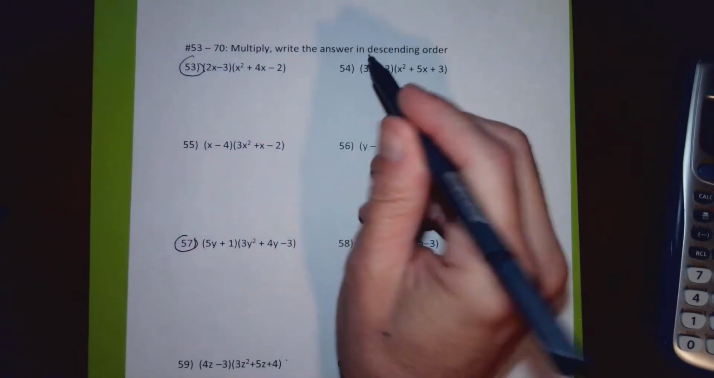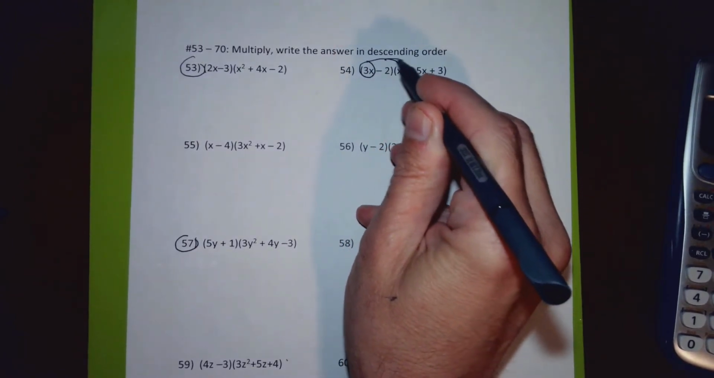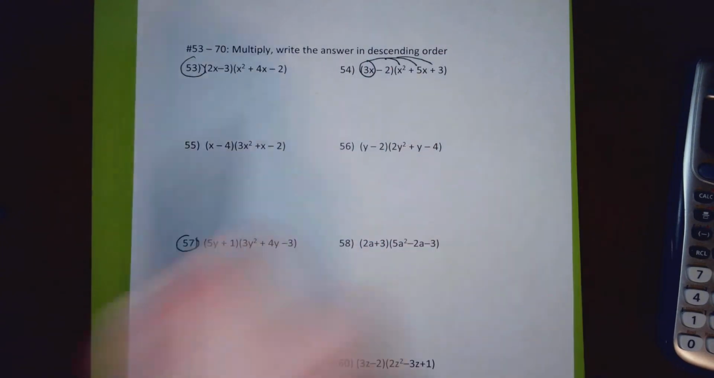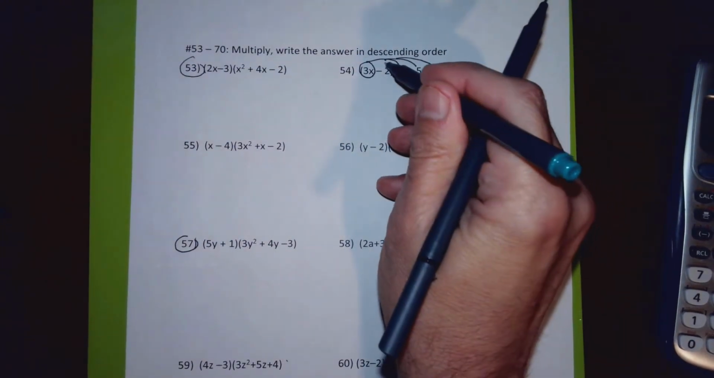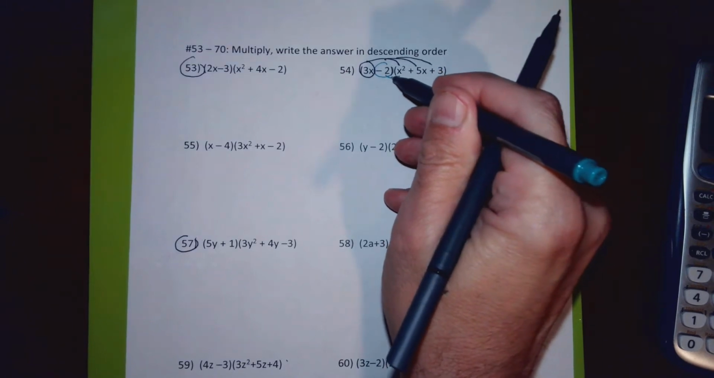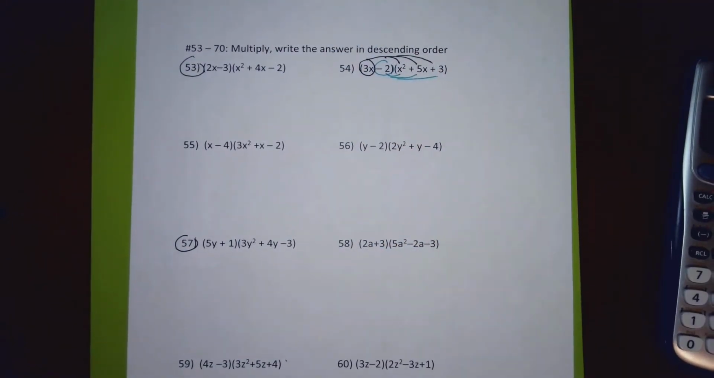to take the first term in the first parentheses, multiply it separately by each of the 3 terms in the right parentheses, and then I'm going to take the second term in the left parentheses and separately multiply it by each term in the right parentheses. I'm going to get 6 multiplications and a bunch of like terms.